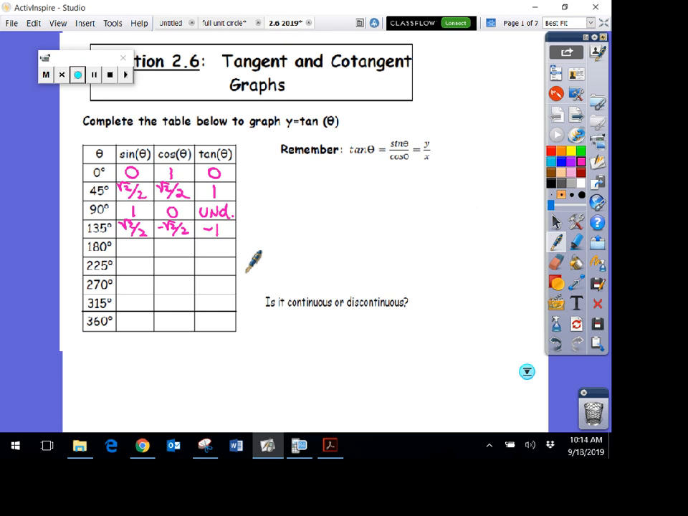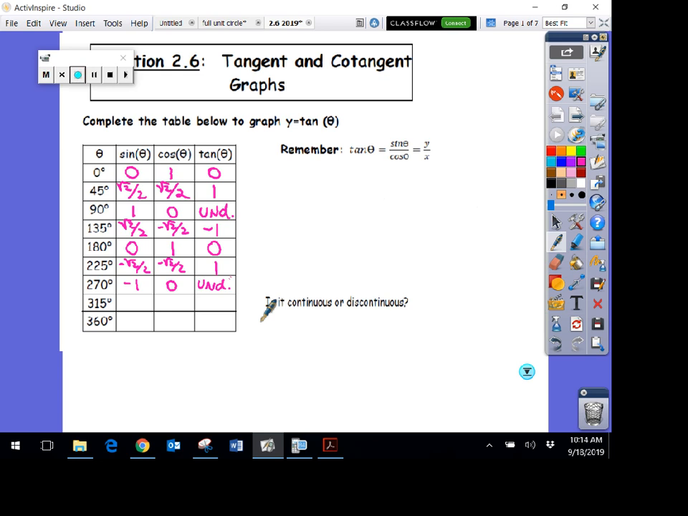180 degrees over on the left. The sine of 180 degrees is 0. The cosine is negative 1. 0 over that is 0. 225 degrees, that's down in quadrant 3. Negative root 2 over 2. Negative root 2 over 2. Negative over negative is a positive. 270, that's down at the bottom. 270 at the bottom, the sine is negative 1, the cosine is 0, negative 1 over 0 is undefined. Hopefully you're seeing this pattern that's being created over here for the tangent.